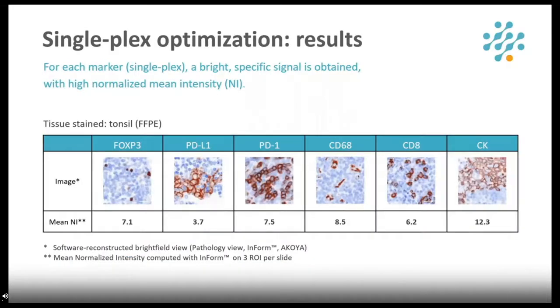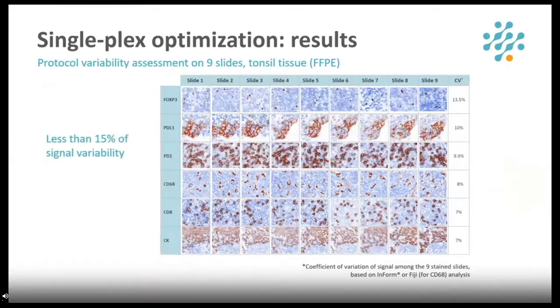The single-plex staining optimization resulted in bright and specific signal for all the markers with high normalized mean intensity of balanced value across the 6 markers. The results are here displayed in software reconstructed bright field view, which is the inForm pathology view. For each marker, the variability of the protocol was assessed on 9 consecutive slides. The single-plex repeatability showed less than 15% of signal variability, underlining the effective automation of protocols on that system.